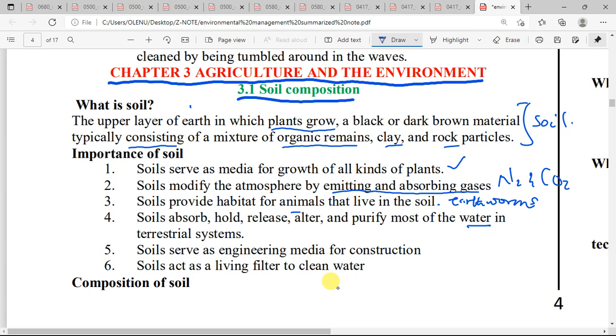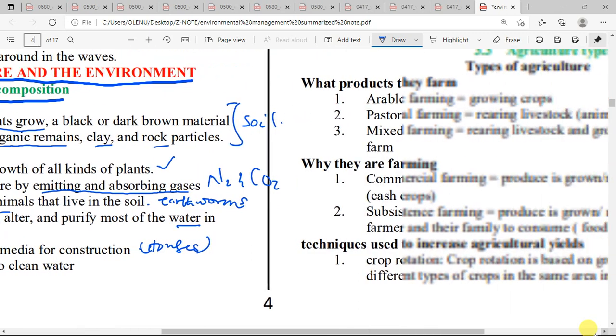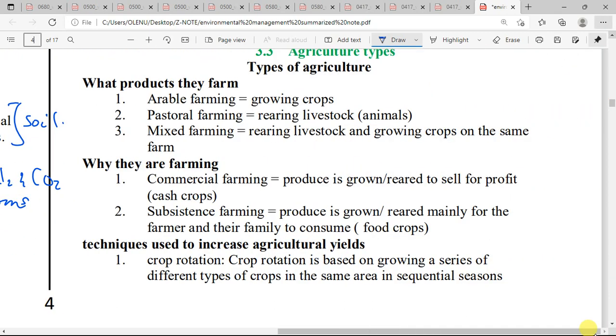Soil serves as an engineering medium for construction, like houses, and soil acts as a living filter to clean water, so it helps in water purification through infiltration. So now, the next thing we need to look at is the composition of soil. So quickly, composition of soil.